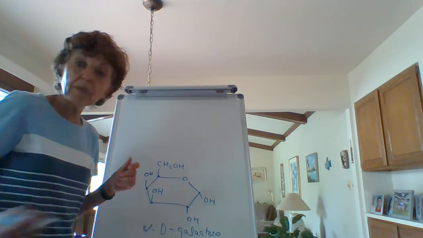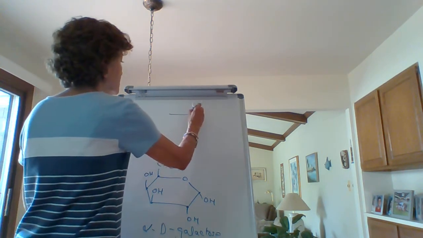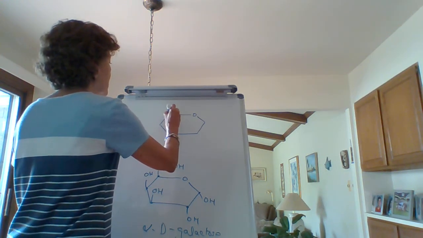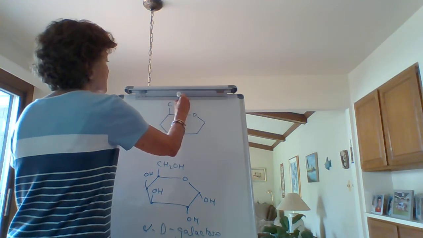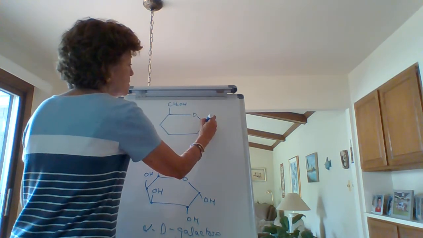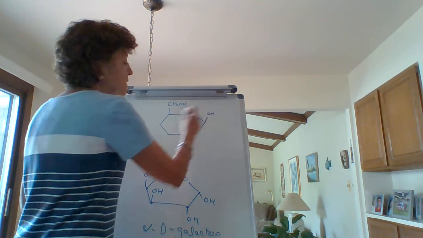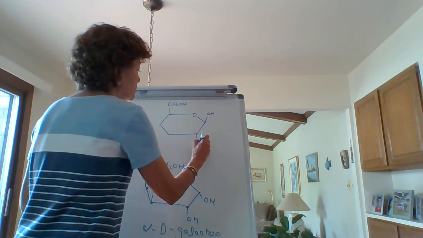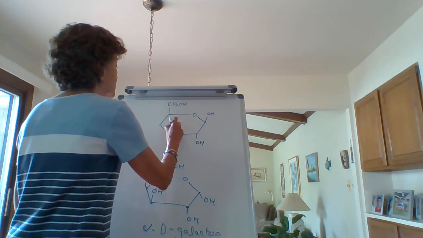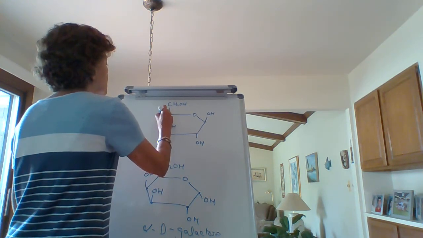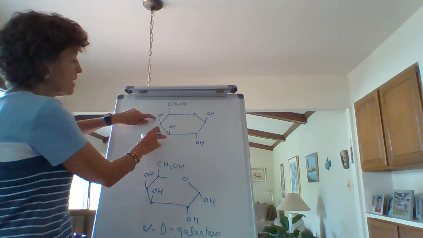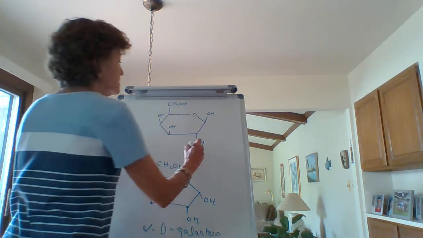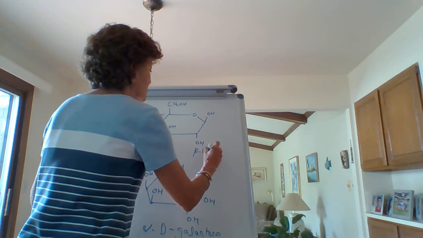Now, if you want to draw beta D galactose, it's carbon 1, carbon 2, carbon 3, carbon 4, carbon 5. Carbon 6 is outside of the ring. Carbon 1, the OH pointing up, immediately tells everybody that's a beta. This is carbon 2, carbon 3, carbon 4. Look, carbon 3 and 4 both point up in galactose. This is beta D galactose.